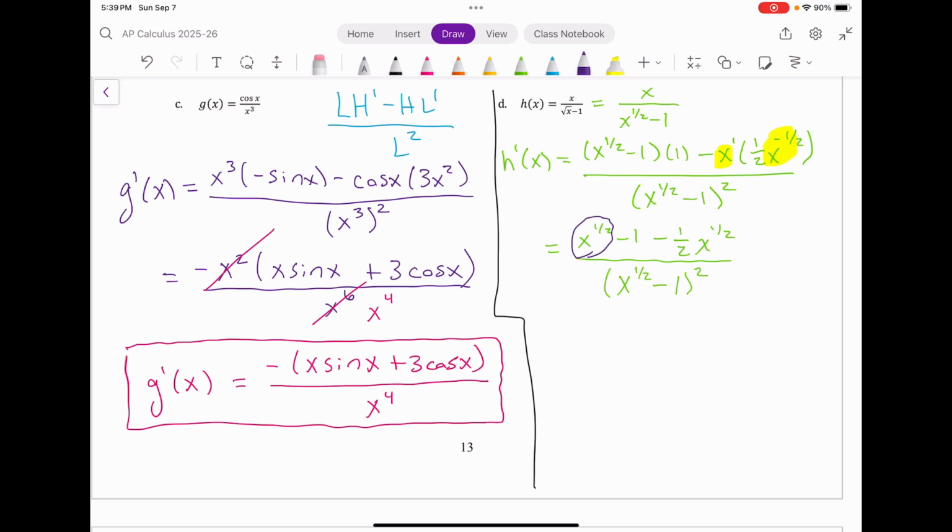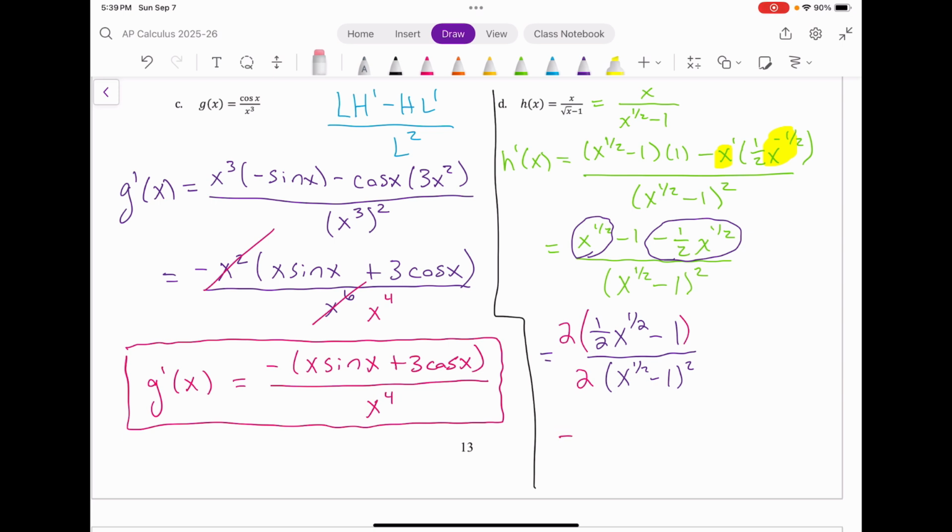All right, what else can we do? You can combine this, right, to be 1/2 x to the 1/2 minus 1. Okay, and then we can't have a fraction within a fraction, so that 1/2 coefficient is an issue. So what can we do to get rid of the 1/2? Well, we could multiply the top and bottom by 2/2, right?